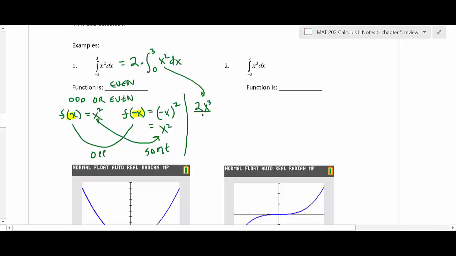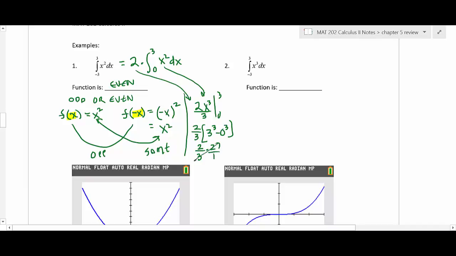x to the third over 3, right? That's your antiderivative, okay? And the 2 is just the constant there. Then I can go through and evaluate this from 0 to 3. 2/3 is a constant, so you can just write 2/3, and then evaluate the upper limit, so you'd have 3 to the third minus 0 to the third, so that's 2/3 times 27 minus 0.